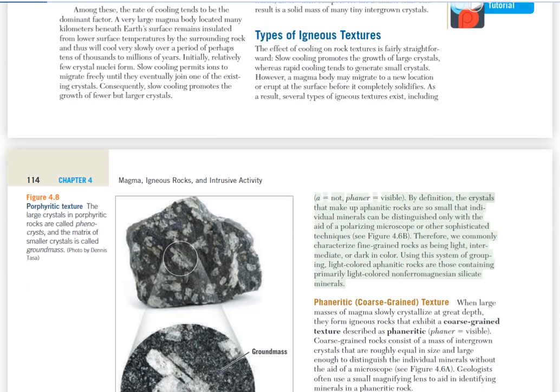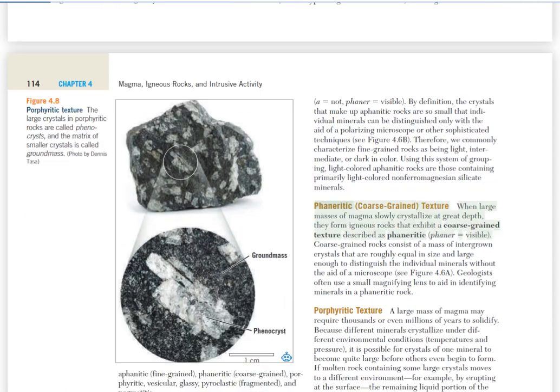By definition, the crystals that make up aphanitic rocks are so small that individual minerals can be distinguished only with the aid of a polarizing microscope or other sophisticated techniques. Therefore, we commonly characterize fine-grained rocks as being light, intermediate, or dark in color. Using this system of grouping, light-colored aphanitic rocks are those containing primarily light-colored non-ferromagnesian silicate minerals. Phaneritic texture.